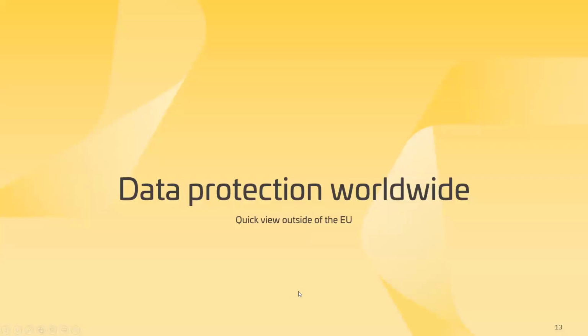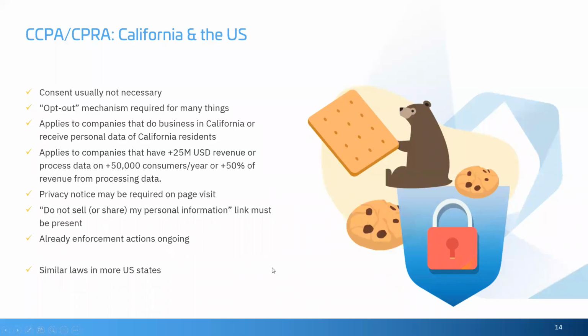Data protection worldwide, a quick look outside of the EU. California and the US, that's basically one of the places, or in this case the states, where data protection is a bit more mature, or where the laws are more mature. The normal case in California is that consent is usually not necessary. The normal mechanism is an opt-out. So basically you go on the website, everything is active, and then you search for the opt-out link and you say, yeah, please stop the sharing.